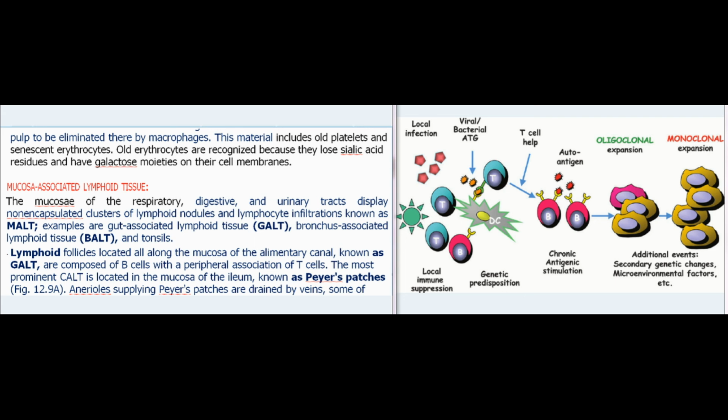Mucosa-associated lymphoid tissue. The mucosae of the respiratory, digestive, and urinary tracts display non-encapsulated clusters of lymphoid nodules and lymphocyte infiltrations known as MALT. Examples are gut-associated lymphoid tissue, GALT, bronchus-associated lymphoid tissue, BALT, and tonsils. Lymphoid follicles located all along the mucosa of the alimentary canal, known as GALT, are composed of B cells with a peripheral association of T cells. The most prominent GALT is located in the mucosa of the ileum, known as Peyer's patches, Fig 12.9a.